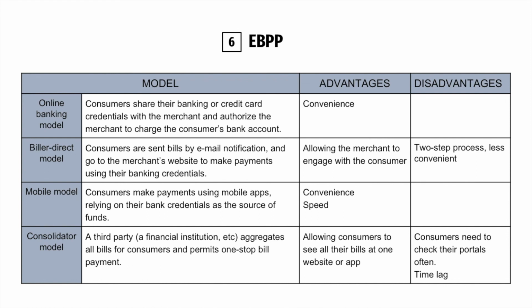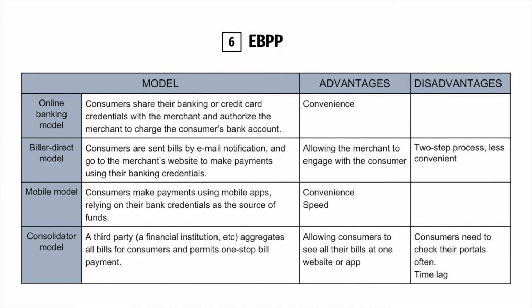For the online banking model, the advantage is the convenience for the consumer, because the payments are deducted automatically, usually with a notice from the bank or the merchant that their account has been debited. For the biller direct model, the advantage is that it allows the merchant to engage with the consumer by sending coupons or rewards, but this is a two-step process, so it's less convenient than the online banking model.